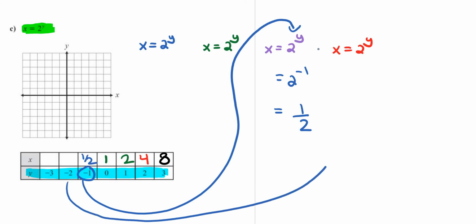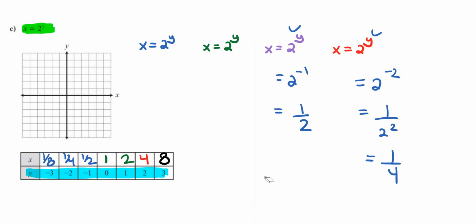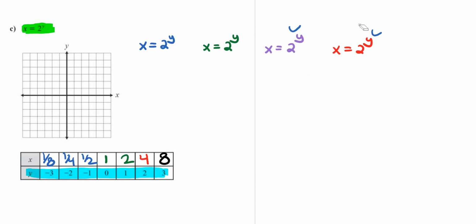And then let's try y equals -2 now, which is going to be 2 to the power of -2, which is going to be 1 over 2 squared, and 1 over 2 squared is going to be 1 over 4. And when y is -3, that's going to be 1 over 8. Okay, so there you go. That's how you would complete the table there. And once again, your arithmetic has to be quite good to complete the table values for these kind of problems.